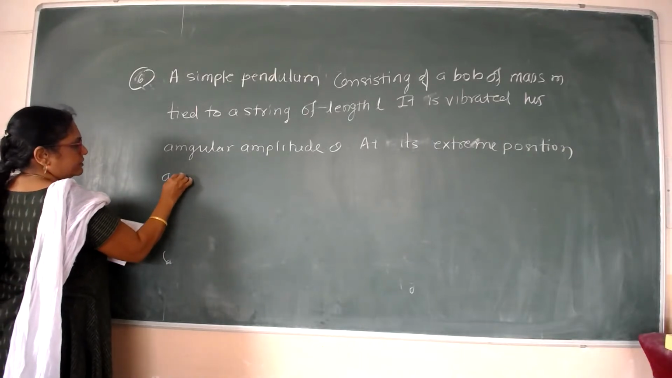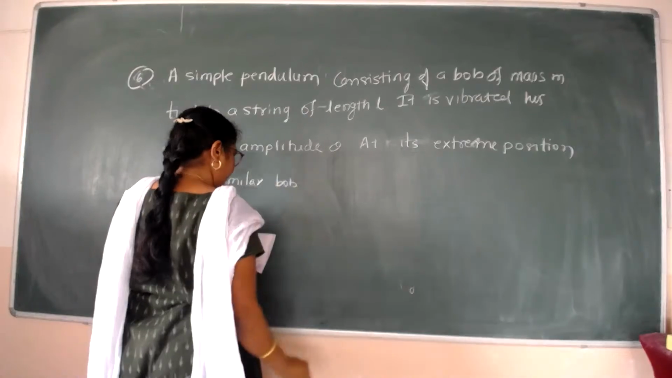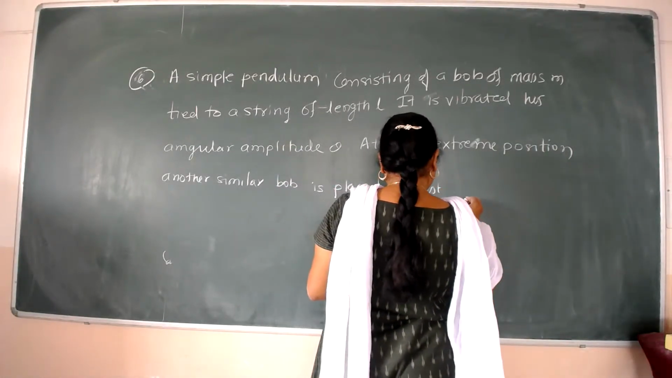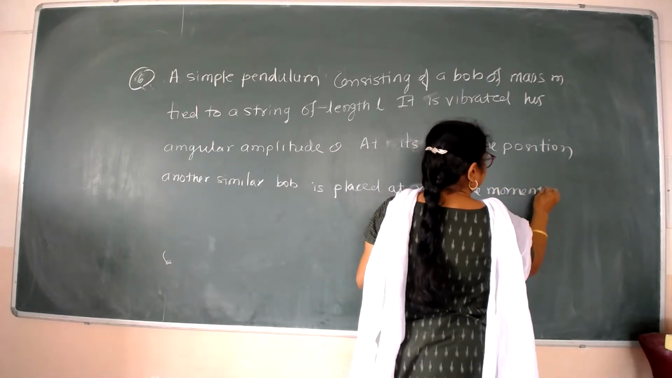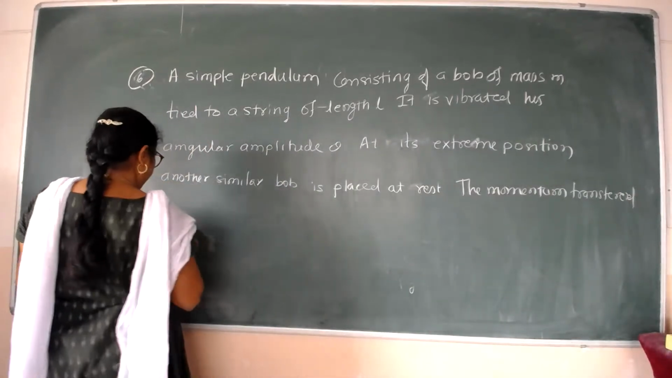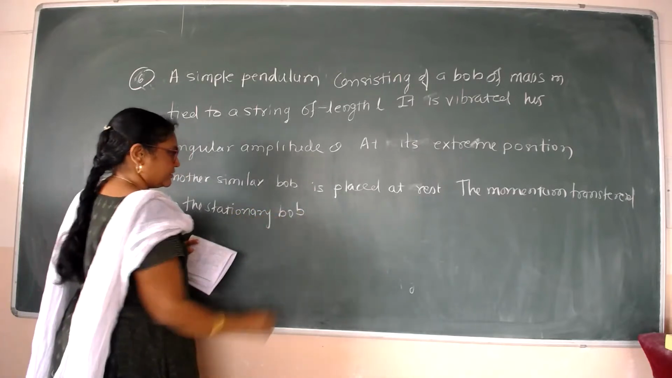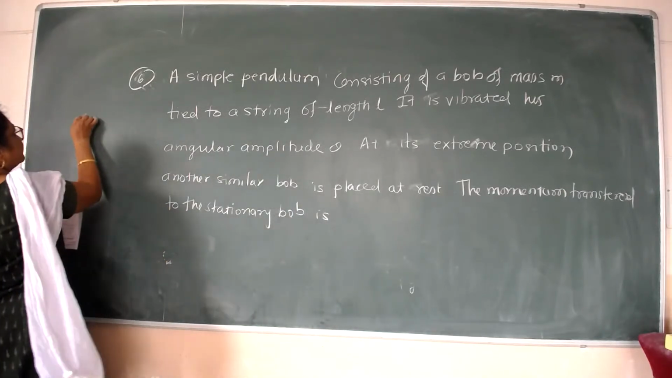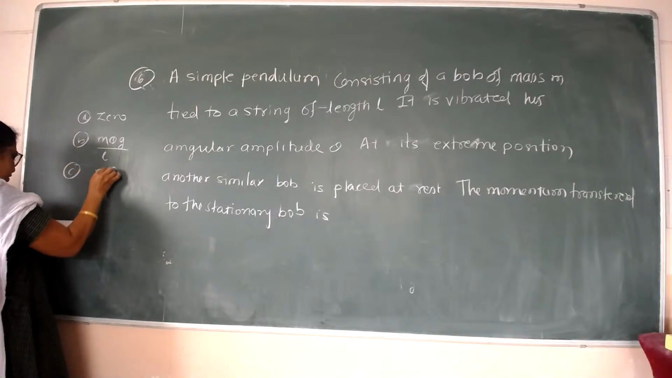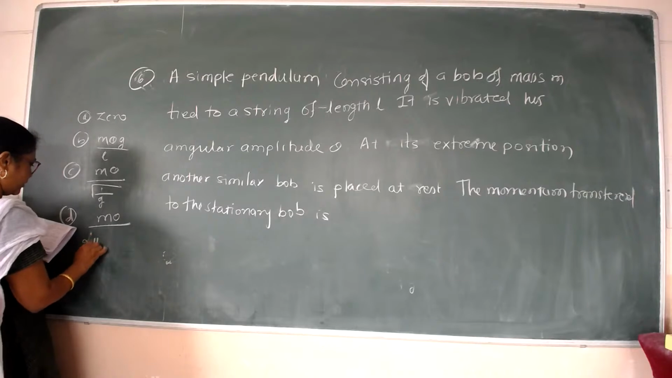Another similar ball is placed at rest. The momentum transferred to the stationary ball is: the options are A, 0; B, m theta g divided by L; C, m theta divided by root of 1 by g; D, m theta divided by 2 pi into root of L divided by g.